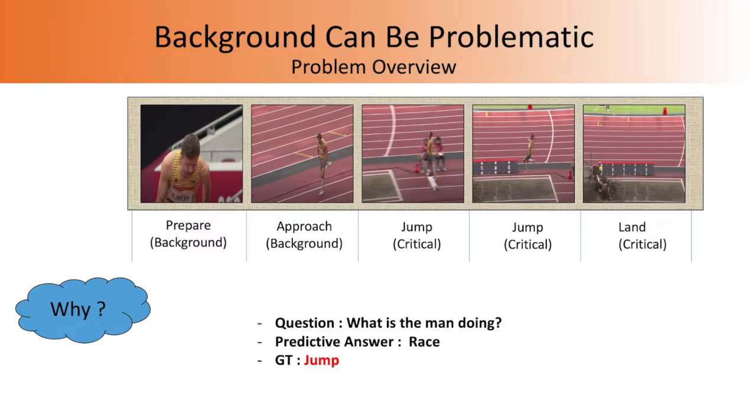Above is the input video. We can see that there is a man doing the long jump in the field. And there is a question, what is the man doing? It's easy for us to tell the answer is jump. However, this can be a problem of the current video QA prediction, because even the state-of-the-art model deems this is a race. Why is that?